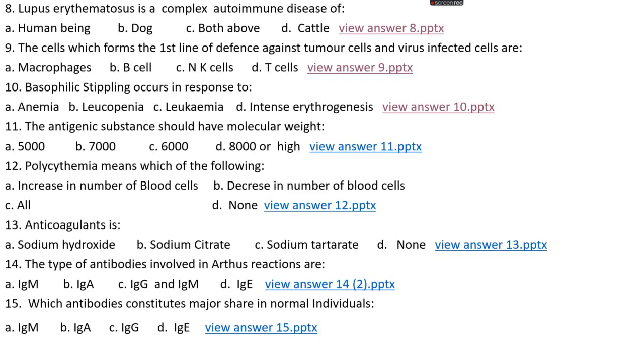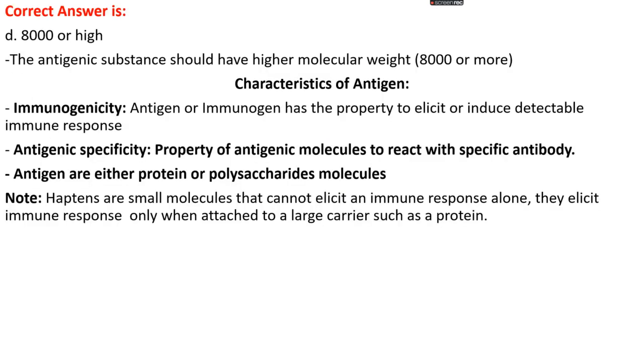Okay. Question number 11. The antigenic substance should have a molecular weight of: option A 5,000, option B 7,000, option C 6,000, option D 8,000 or higher. The right answer is option D, that is 8,000 or higher. The antigenic substance should have a higher molecular weight, that is 8,000 Dalton or more.